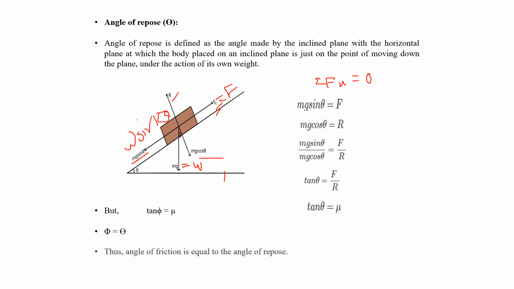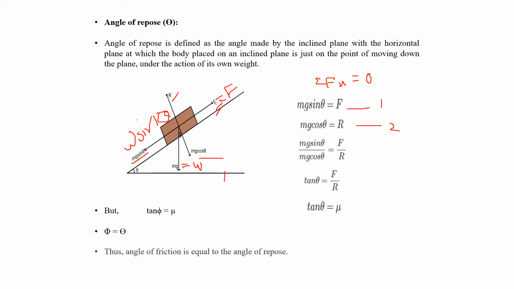We can call these equations 1 and 2. When we divide 1 by 2, we get mg sin theta divided by mg cos theta is equal to F upon R. mg cancels, and sin theta divided by cos theta is nothing but tan theta. So we get tan theta is equal to F upon R. But as we have seen, this is equal to mu, the coefficient of friction. So we can write tan theta is equal to mu.